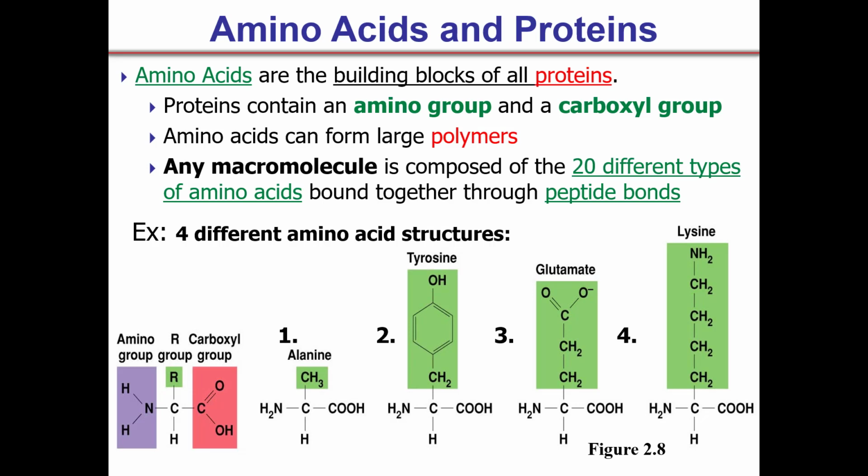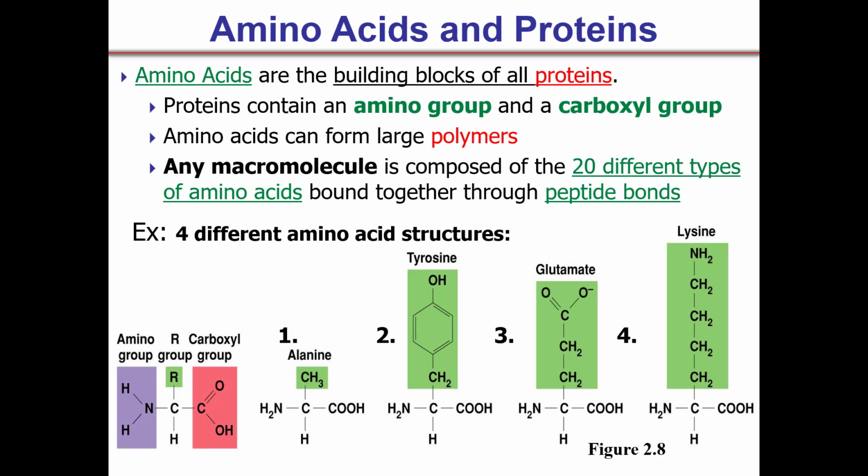So the amino acid is an amine group and a carboxyl group. Carboxyl is highlighted in red. The amine group is highlighted in purple. And that green R group is what changes, and that's what gives you the different identities of the 20 different amino acids. So number 1 is alanine, number 2 is tyrosine, number 3 is glutamate, and number 4 is lysine. Maybe you're familiar with some of these, but you can probably check out all 20 of them in your book. I've just got 4 examples here, and that green R group changes.